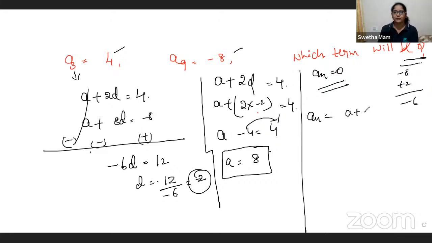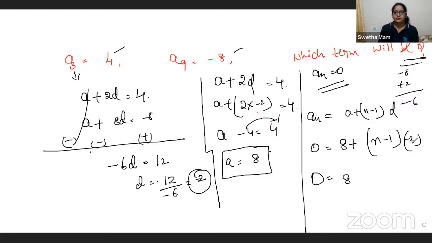So an is equal to a plus (n minus 1) into d. An is 0. So let 0 be the last term of the AP. Okay. So A is 8 and n we don't know, we have to find out. D is minus 2. So 0 is equal to 8 plus (n minus 1) into minus 2. Minus 2 into n is minus 2n. Minus into minus is plus 2. So 2 plus 8 is 10. 10 minus 2n is equal to 0.